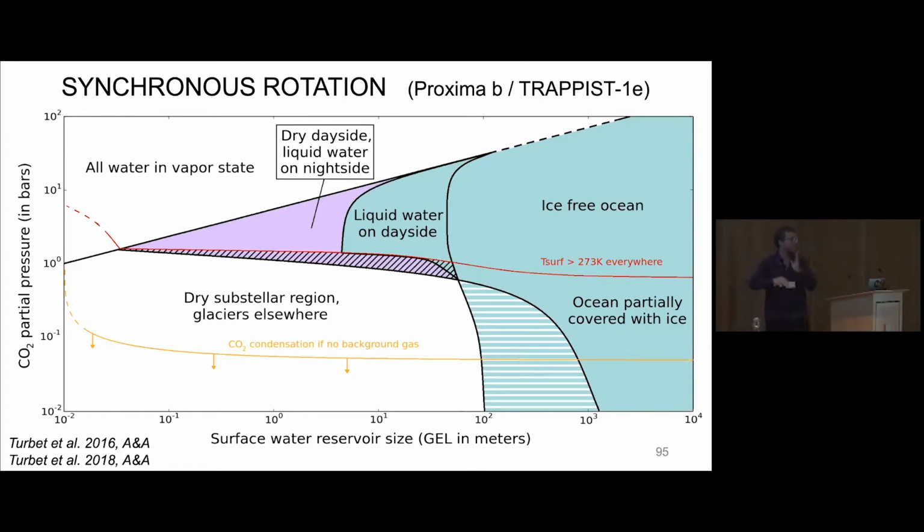And based on these two parameters, you can try to speculate on the kind of climates you may have on these synchronously rotating planets orbiting in temperate orbit around M stars. The first kind of climate you can reach is, for example, if you imagine that you start with a planet with a very low water content and a very low greenhouse gas content.